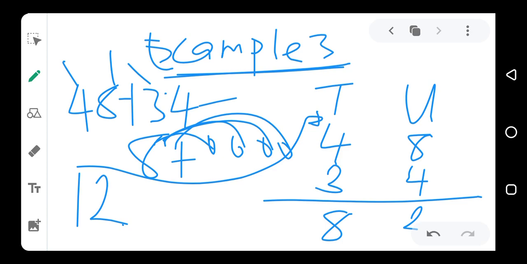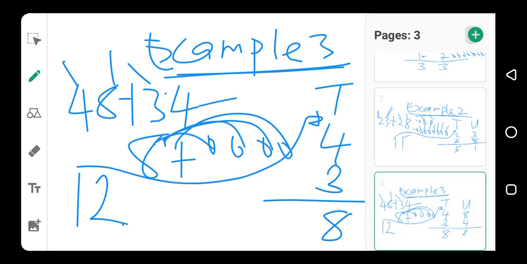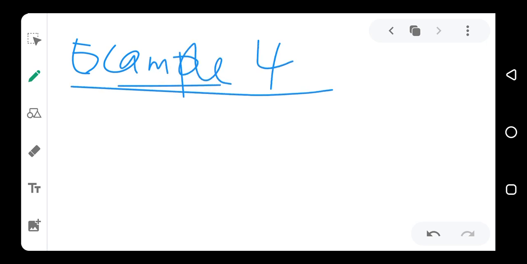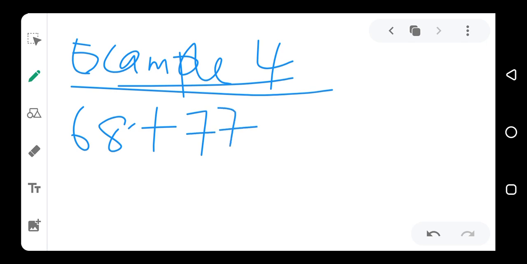Now let's add 64 plus 77. Example 4. We can decide to say hundreds, tens and units.